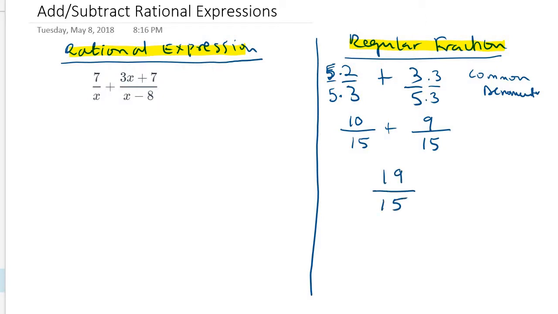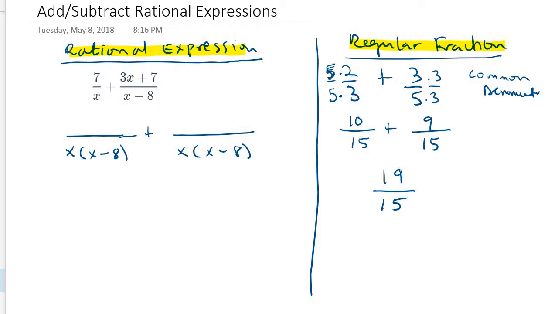All right, so bear this in mind. We're going to do the exact same thing over here. So we are going to look for a common denominator, just like we did over there. Now this is an algebraic expression, so we just need to multiply them together. So it will be x and x minus 8. That's a common denominator, just like we had 15 over here. It's the same thing, we just multiplied.